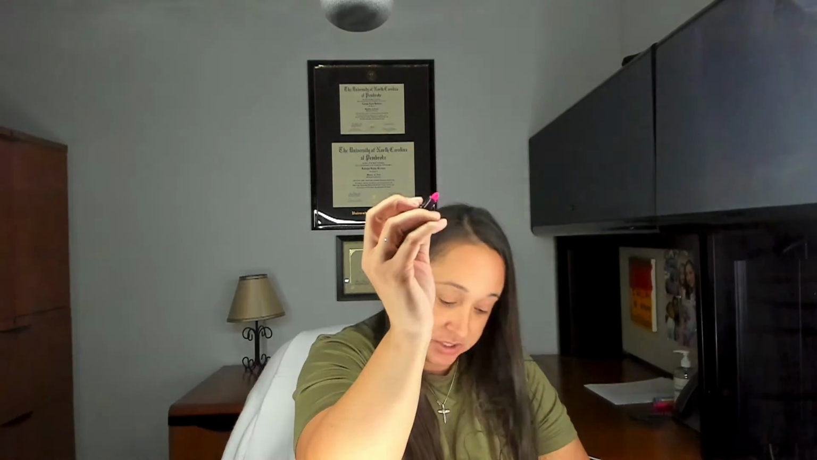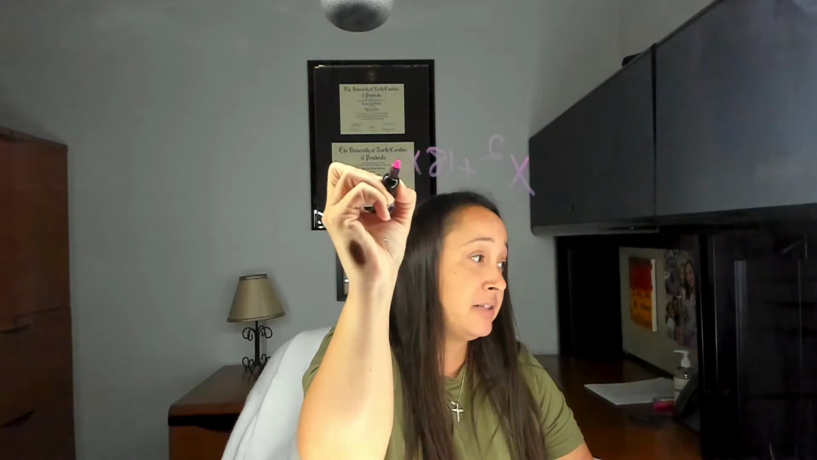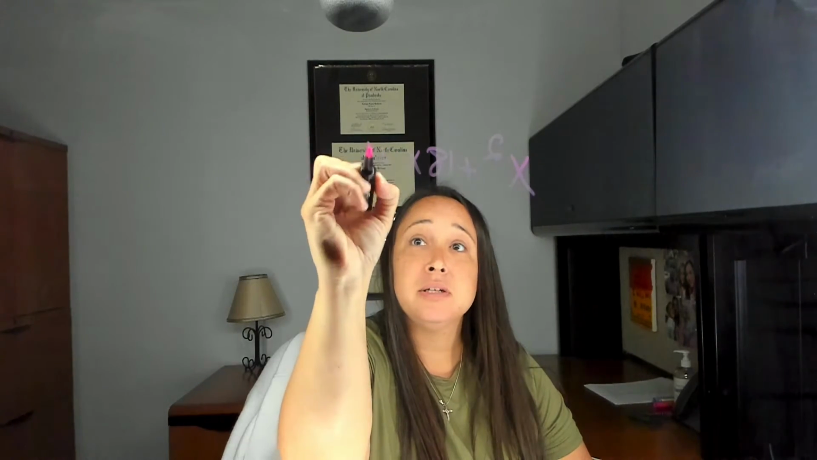Hey guys, so one of you reached out and said that you had a question about completing the square, specifically question 7 on the study guide. So question 7 was x squared plus 18x plus 68 equals 0.